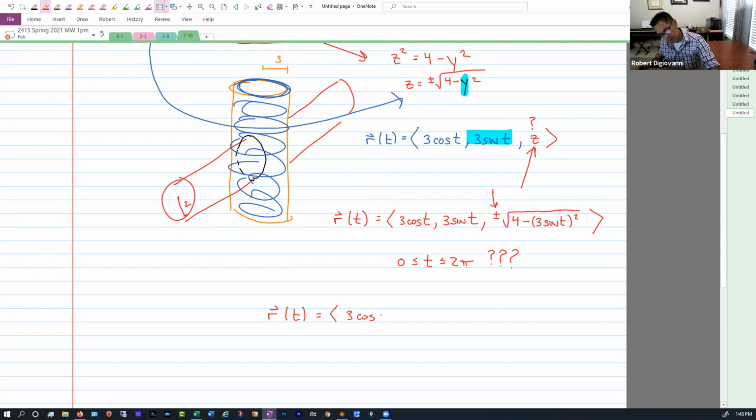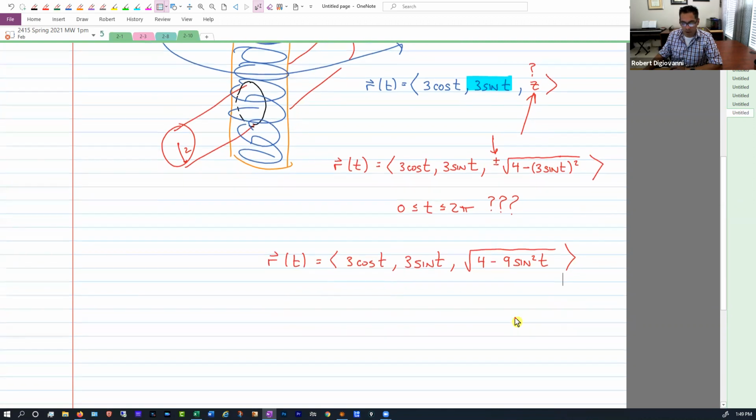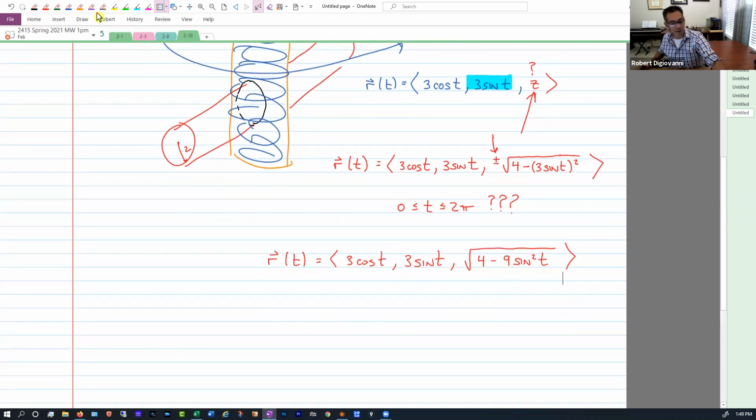3 cosine t, 3 sine t. And then I'm just going to use the positive one, square root of 4 minus 9 sine squared t. So I went ahead and squared the 3 sine t, and made 9 sine squared t. Do y'all see that there are some values of t that we could plug in where this number would be bigger than 4, and then we would get negative here? So you would now have to go solve this in order to get the domain.